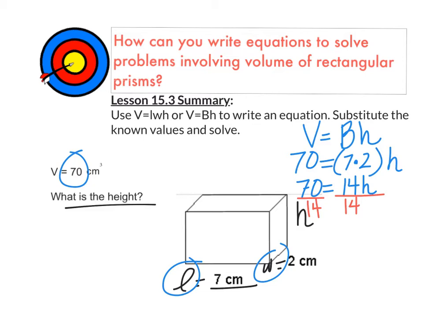14 divided by 14 equals 1, so I have my H left alone on this side. 70 divided by 14 equals 5, and this would be 5 centimeters. Remember, you might also see the H written on the right side and that value on the left side.